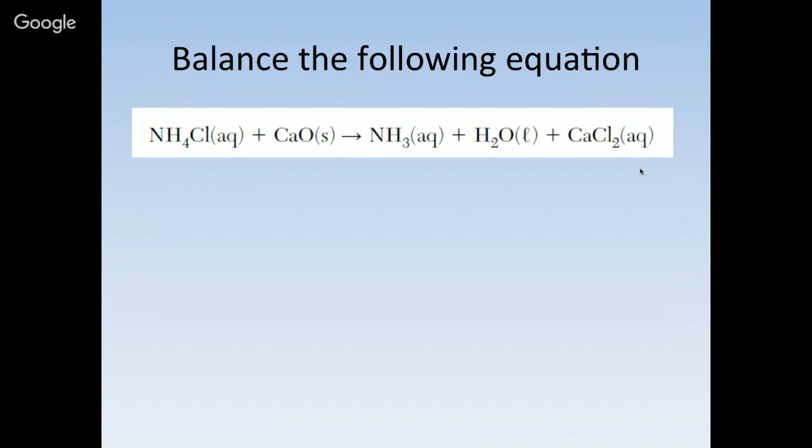Okay, so looking at this equation, we're going to do the same thing. You're going to make a list of what you have on each side of the equation. We start with 1 nitrogen on this side, 1 nitrogen on that side. Right now that's balanced. We have 4 hydrogens over here, but 5 hydrogens over there, so that's going to be a little bit more of an issue. We have 1 chlorine here, 2 chlorines there, so we know we're going to have to do something with this compound. 1 calcium, 1 calcium, and 1 oxygen, 1 oxygen.